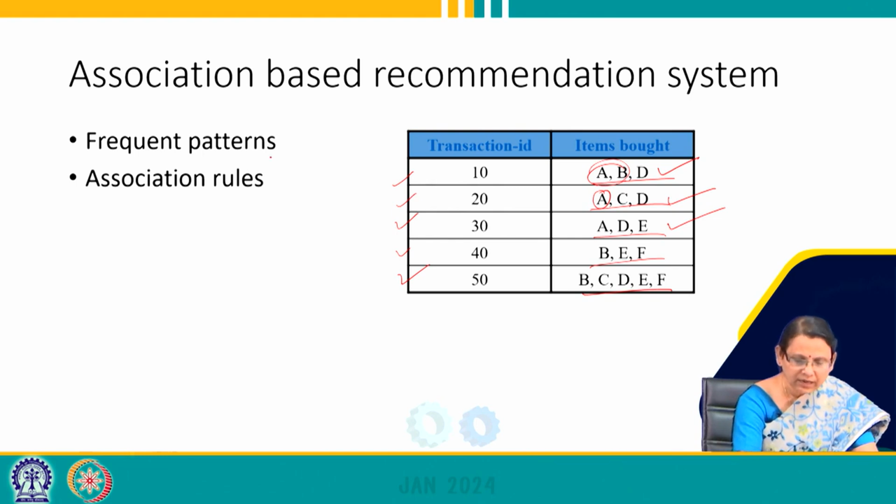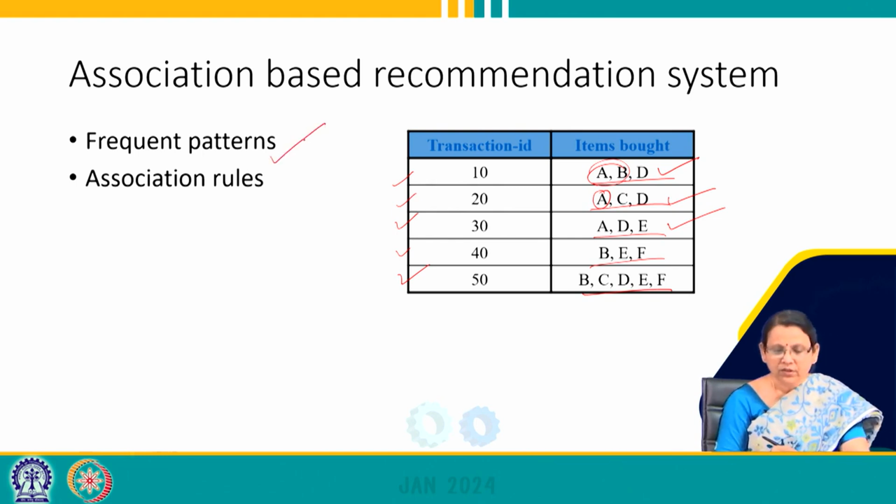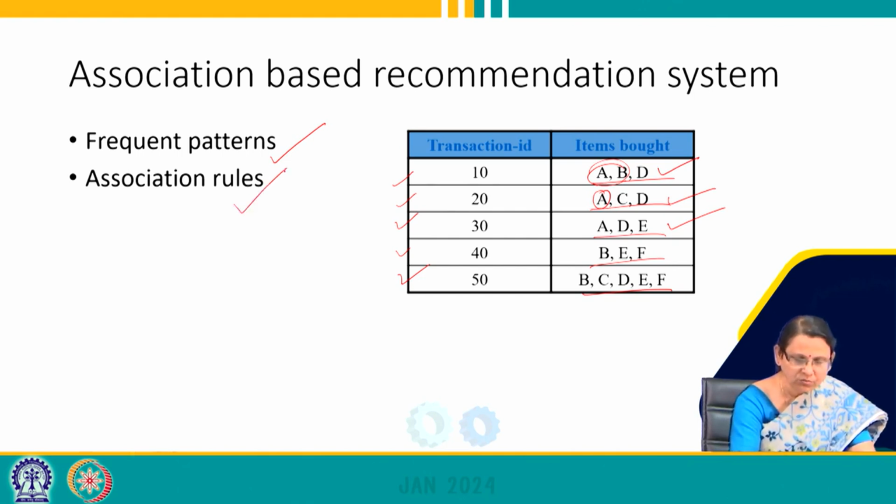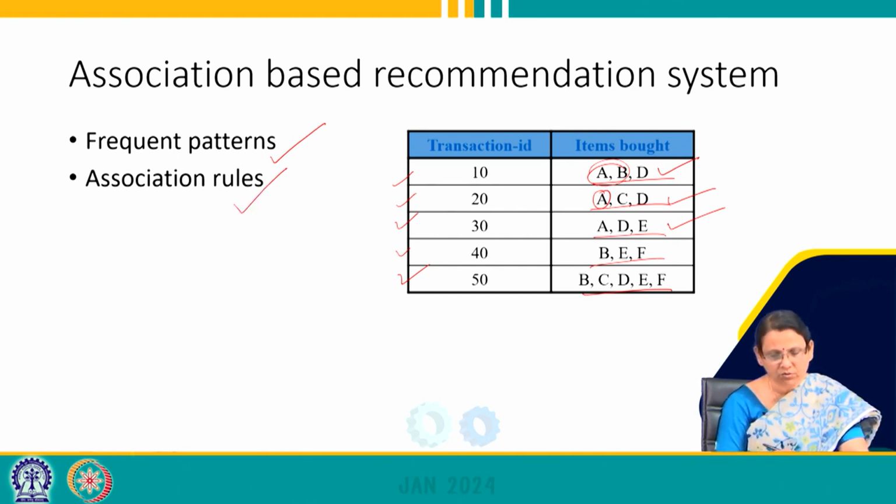So, we have to find certain ways to identify those frequent patterns, and from these frequent patterns we will be making something called association rules. About this we will be knowing in detail later.